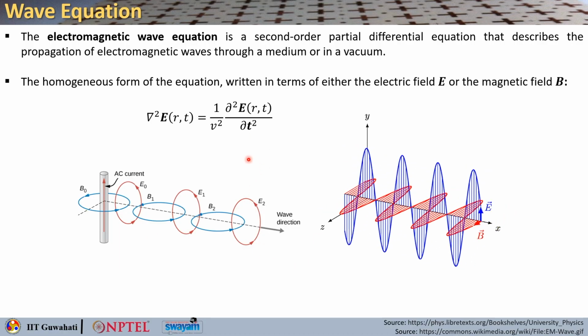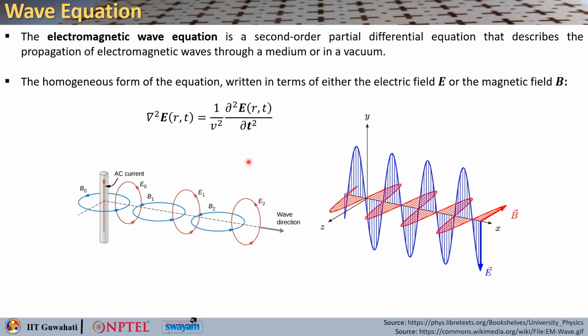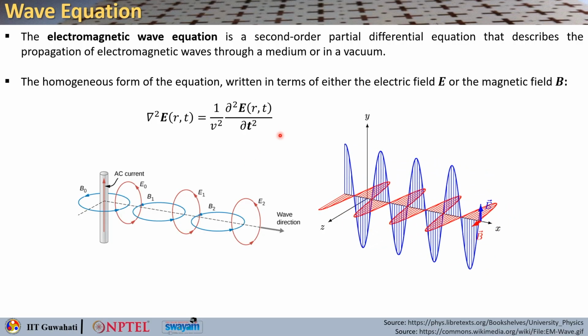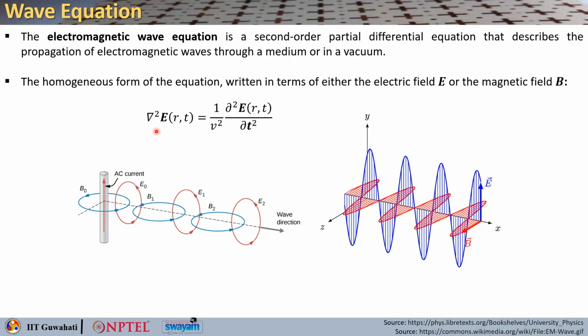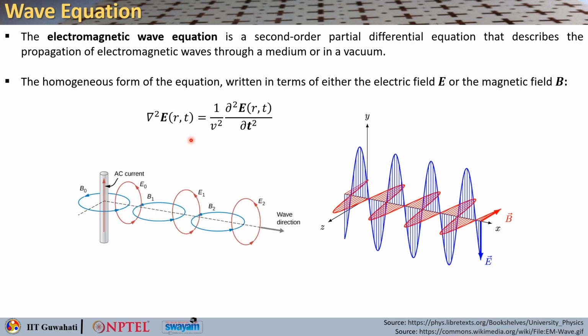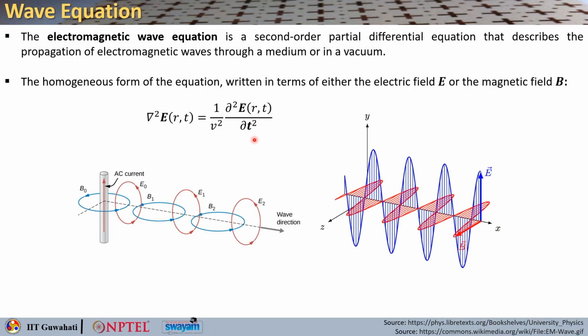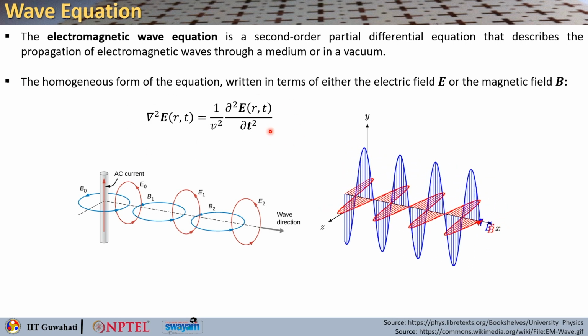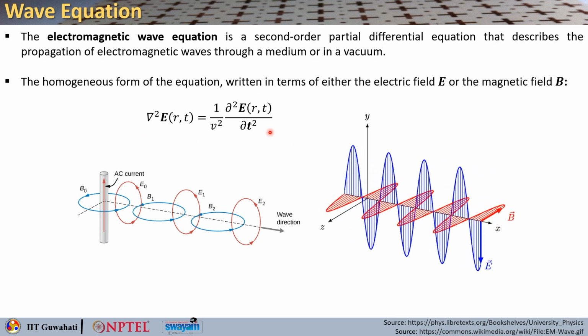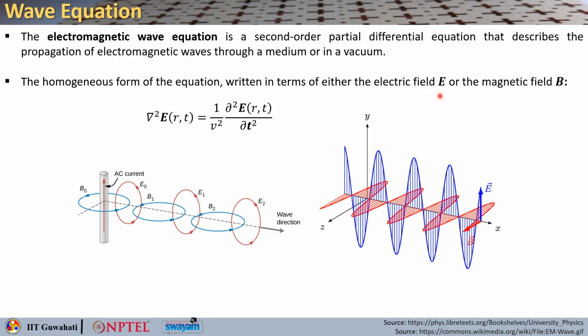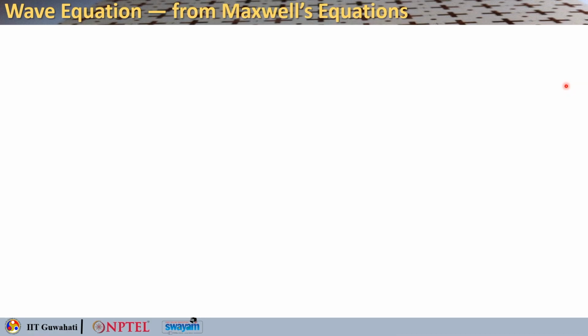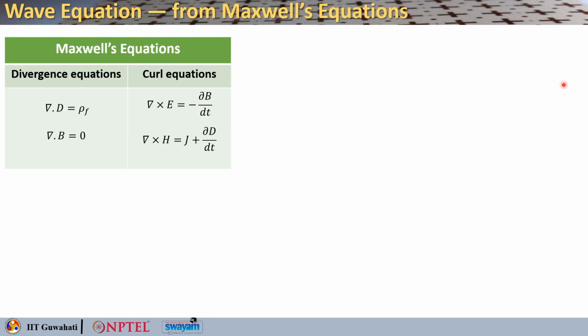The homogeneous form of the equation can be written either in terms of the electric or magnetic field. So, del square E(r,t) is 1 by v square dou square E(r,t) by dou t square. This is how typically the wave equation looks like, and it can be written for both the electric field as well as the magnetic field. Our goal here is to determine how the wave equation can be derived from Maxwell's equations. So, you can see the Maxwell's equations here.